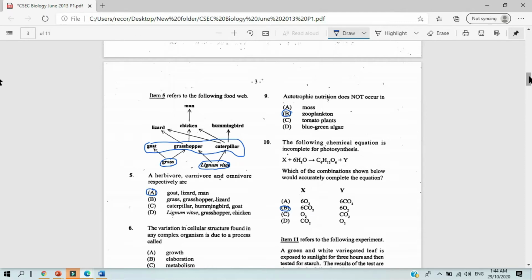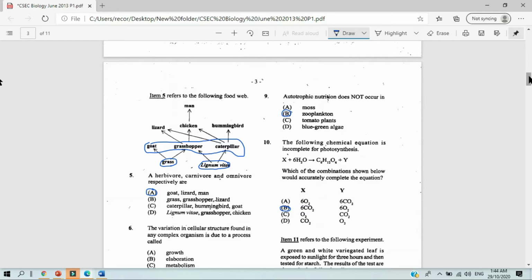So the animal would not be carrying out autotrophic nutrition. Of course, one might say you have chemosynthesis and photosynthesis. But in this case, our best answer, I think, would have been the zooplankton, which is a microscopic animal living there in the water, getting food from the water, all right, but not really making its own food. Question number 10.